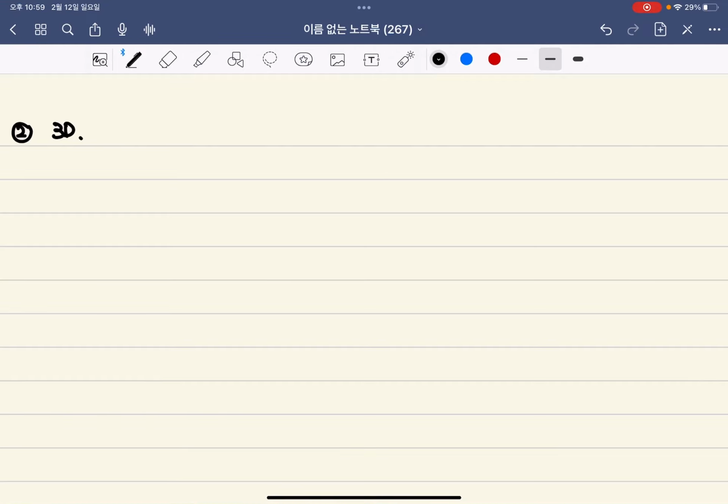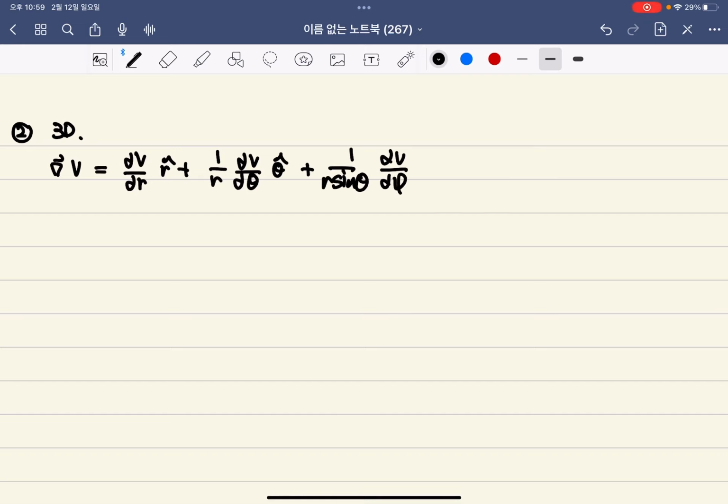Okay, now I'm going to prove the mean value theorem in 3D. And there are two equations you should know. One of them is gradient v equals dv/dr in the r direction plus 1/r dv/d theta in the theta direction plus 1/(r sine theta) dv/d phi in the phi direction.